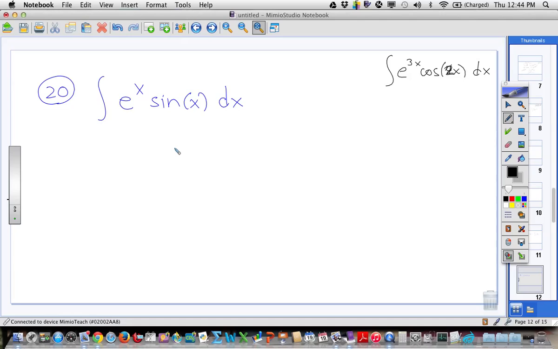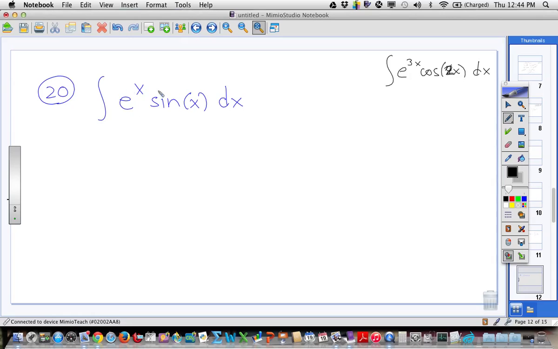Now, I'll say it right up front, I'm not going to make you do one of these on the gateway test, okay? But I want to show you today, spend just a little time, now that we've done some integration by parts problems, I want to show you some of the issues, some of the things that can happen when you do an integration by parts.